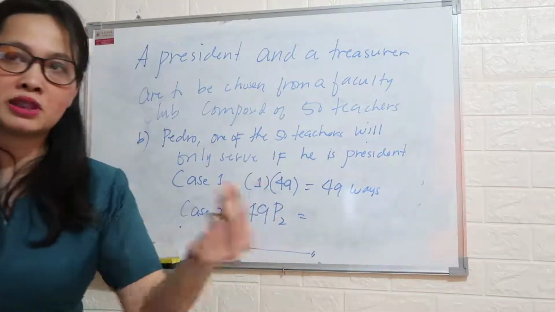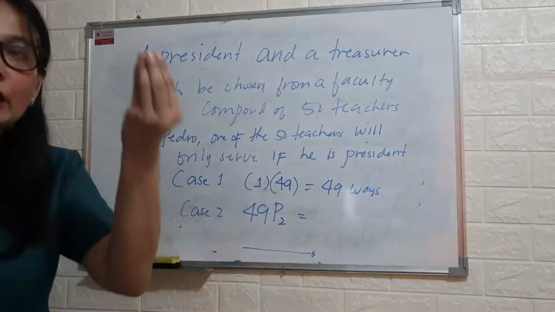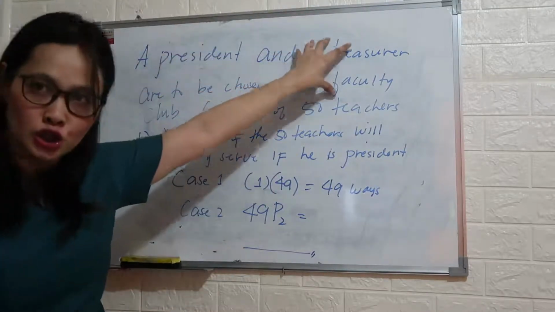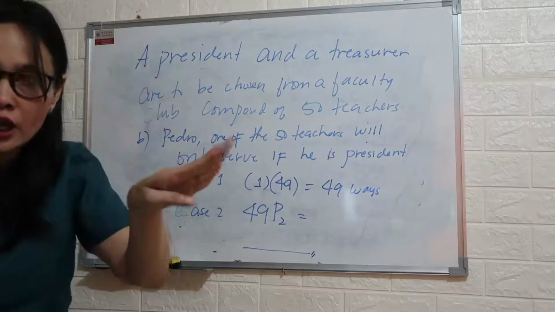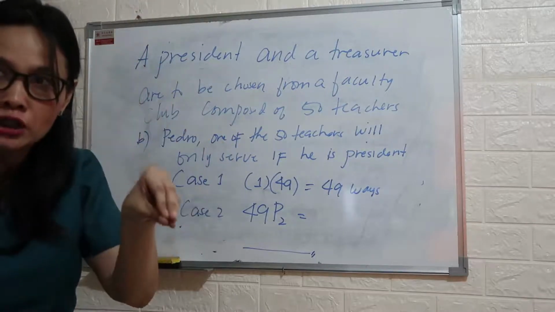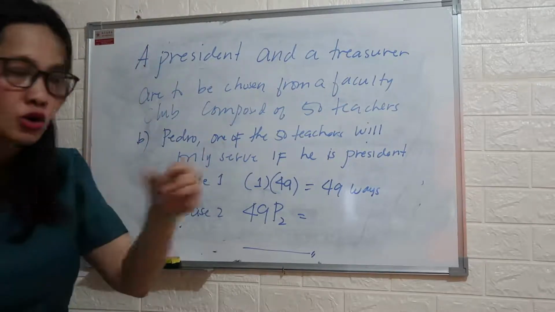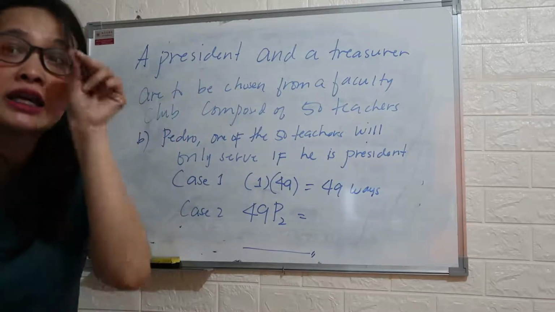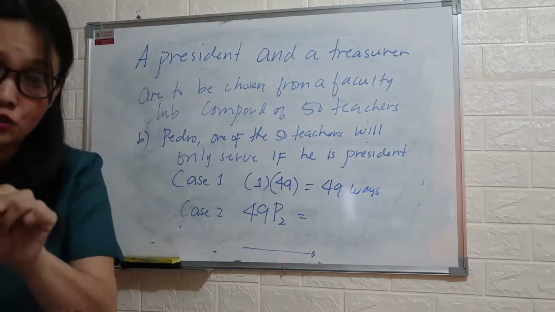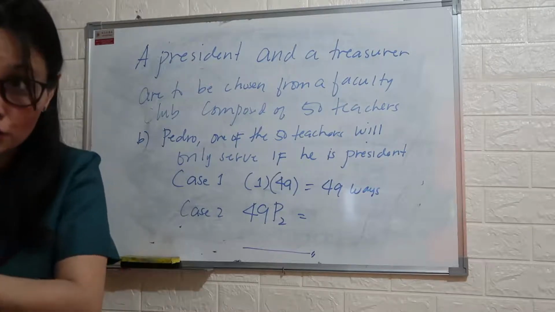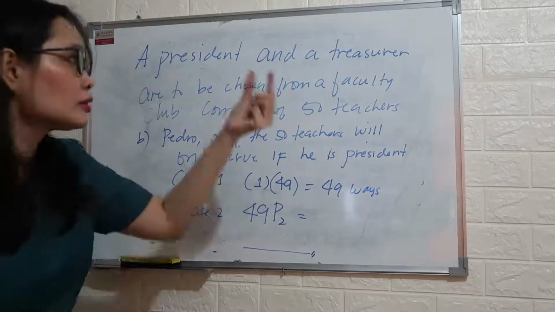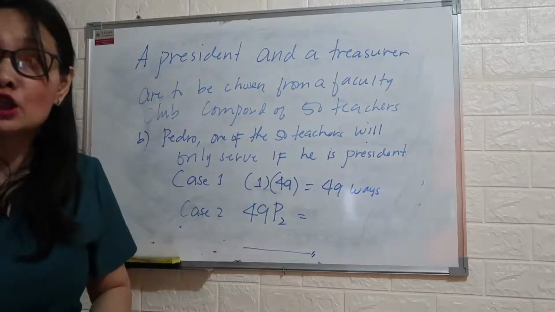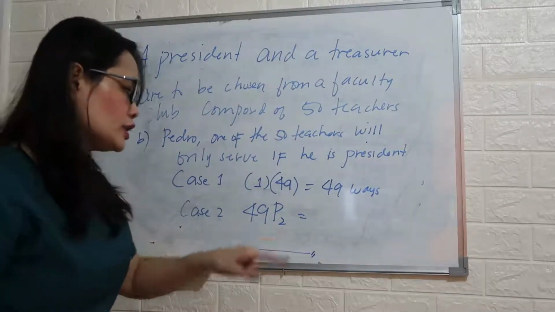Because nag-refuse si Pedro. So there are 49 teachers that can be chosen to be the president and then the treasurer. Dun mo yan kukunin sa 49 teachers because nag-refuse si Pedro. According to the problem, Pedro will serve if and only if he is the president. So pag hindi siya naging presidente, he will not serve. So where do you get the president and then the treasurer? From the remaining 49 teachers. So 49 taken 2, what is the answer?